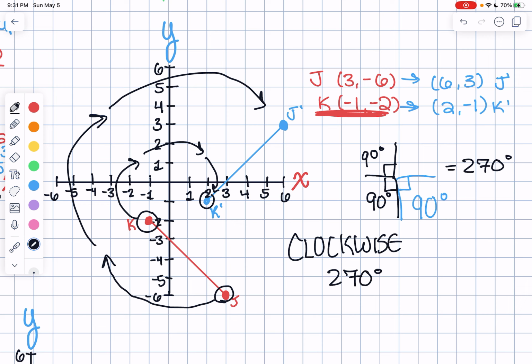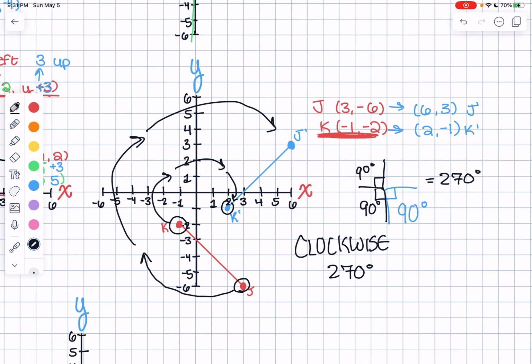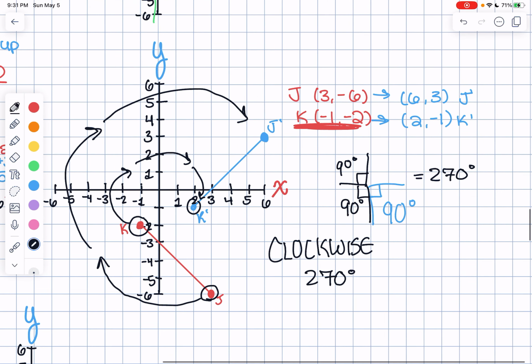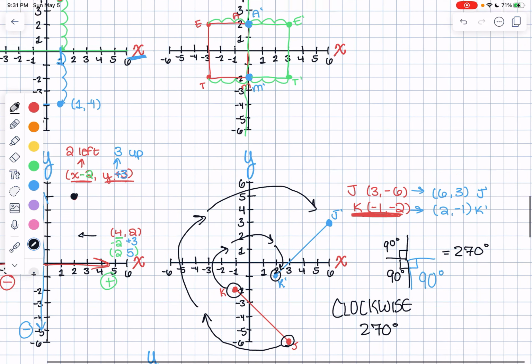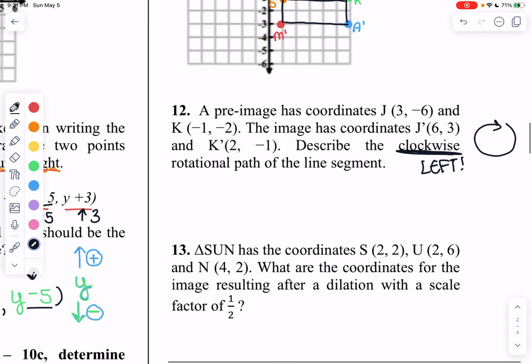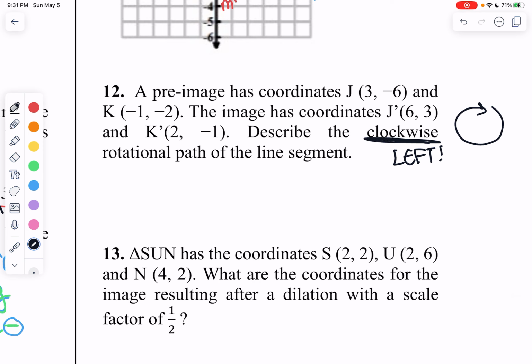I'm so sorry for that horrendous mistake. But we are lucky that I caught it now and did not have to correct it in class. So clockwise 270 degrees is going to be the rotational path. Clockwise, 270 degrees.